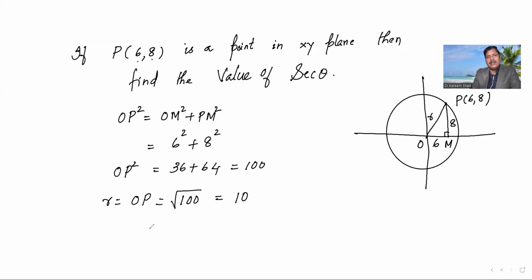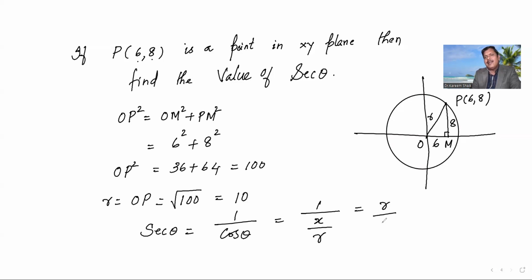What do you want now? Secant theta. Secant theta is nothing but the reciprocal of cos. Can I write 1 upon cos theta? So 1 upon cos is nothing but the distance of the point from the origin by the x coordinate, so you can directly write r upon x. What is the r value here? 10 upon x. What is the x value here? The x value is nothing but OM, which is 6. If you simplify, you will get 5 upon 3.